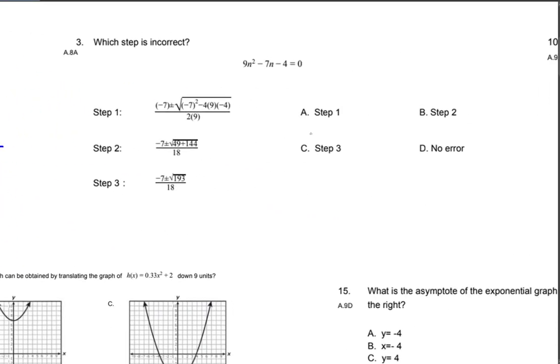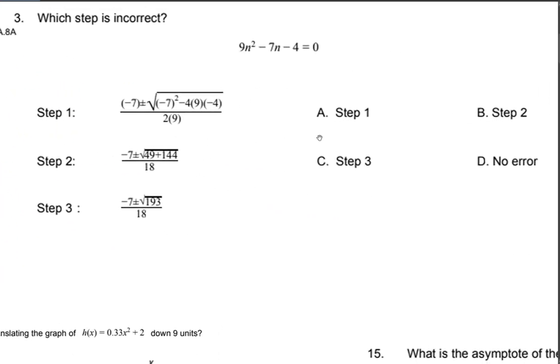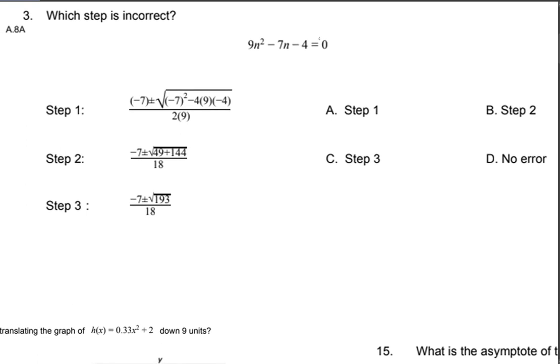Here we go. Which step is incorrect? Let's look at this one now. Which step is incorrect? So what they're doing is the quadratic formula, and you'll notice that this is really an important formula. You'll want to commit this to memory. I don't say that about a lot of formulas, but this one is definitely one that you want to do that. Okay, once again, a is going to be 9, and they want to know which step is incorrect.